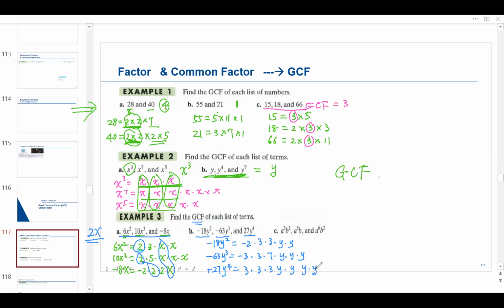So you can see, we can easily find out what's the common factor. 3, right? Another 3, right? Actually 9. 9 at least is a common coefficient. And y squared, this is their common part, right? So you can get 9y squared is their greatest common factor. Is it correct? All right.